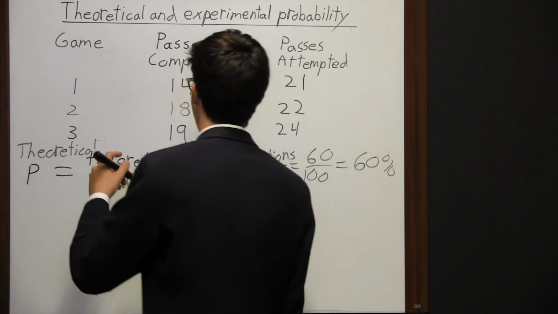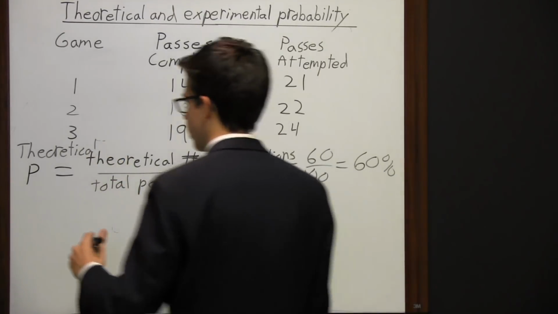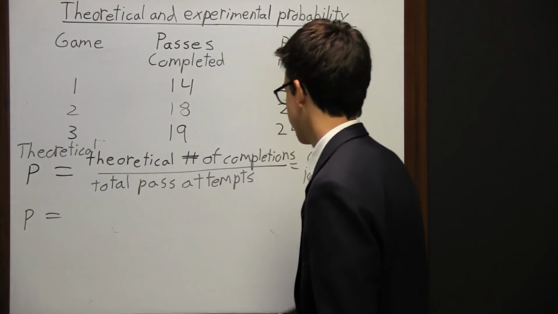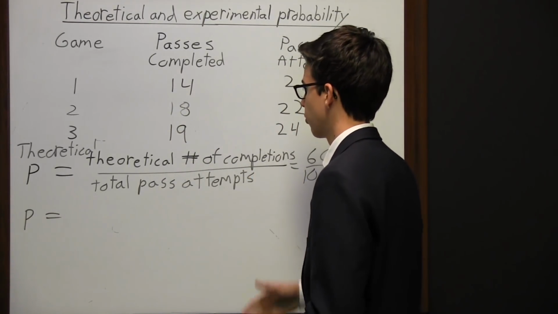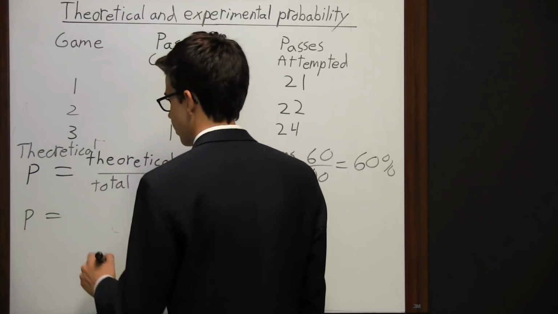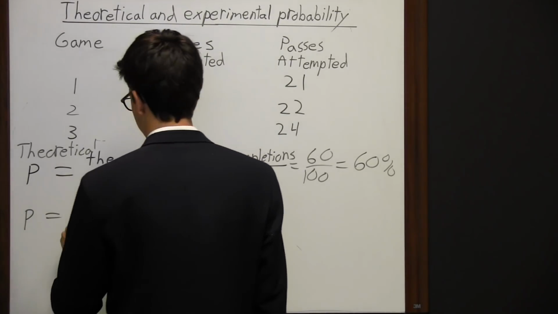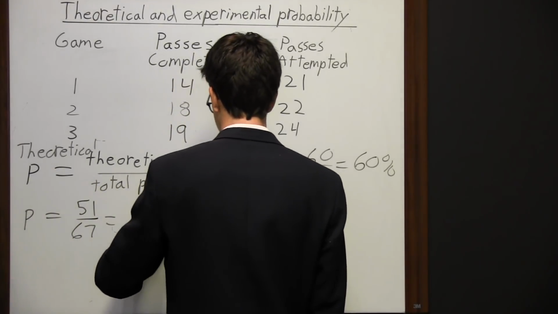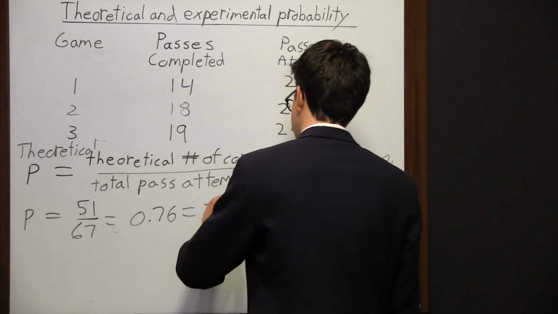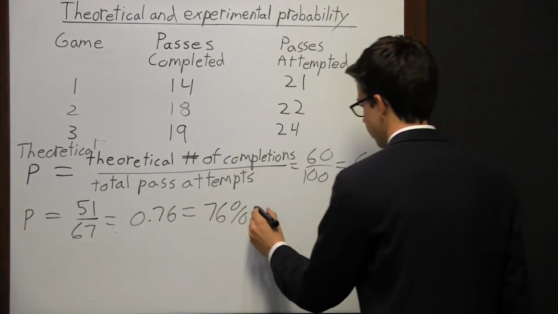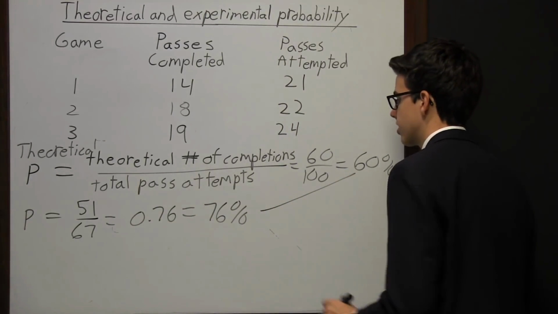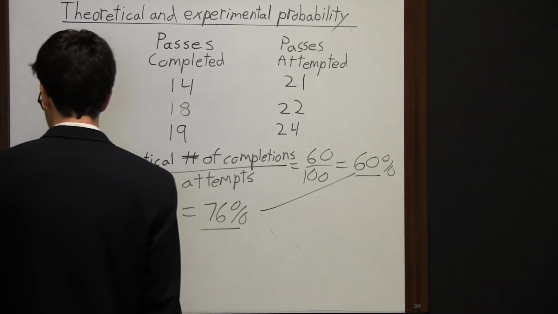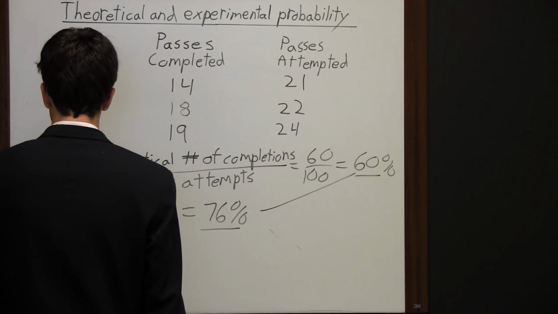But right here we have this data right here from 3 games. And so here, if we're to take a look at this probability, we're going to do the same thing. We're going to take the number of completions and put it over the total pass attempts. And so in this case, we have 51 completions over 67 pass attempts, which translates to 0.76, which translates to 76%. So if you notice here, these two percentages are a lot different. And that's the difference here between theoretical probability and experimental probability.